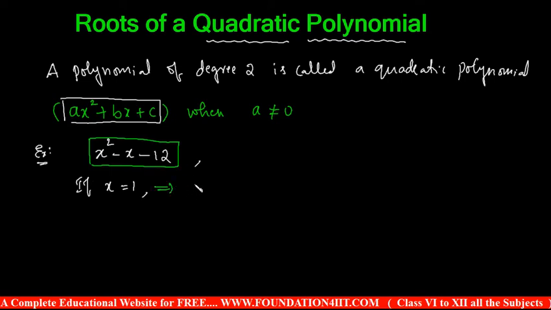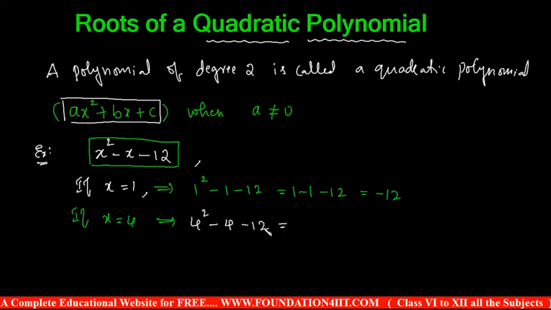If x is equal to 1, then it's 1 square minus 1 minus 12, which is 1 minus 1 minus 12. This is minus 12, not 0. So x is equal to 1 is not the root for this. If x is equal to 4, if I substitute the 4 value in the place of x, 4 square minus 4 minus 12. 4 square is 16, minus 4, minus 12. So 16 minus 4 minus 12, we got 0. Then we can confirm that x is equal to 4 is the root of this polynomial.